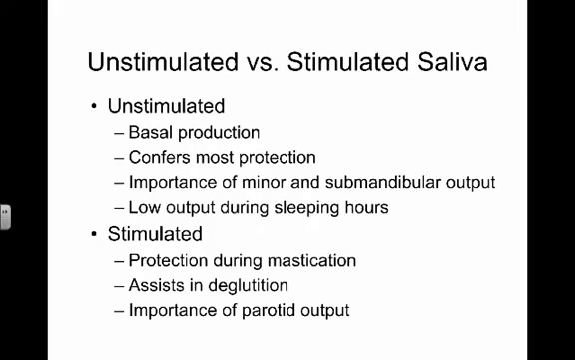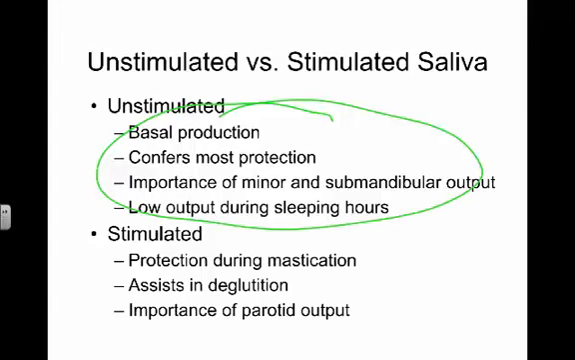So there are two types of saliva, unstimulated and stimulated saliva, okay? Unstimulated is what you produce constantly, all the time. It is a high level of protection. It is primarily the minor glands and your submandibular glands. Unstimulated output will even decrease in the evening when you're asleep.